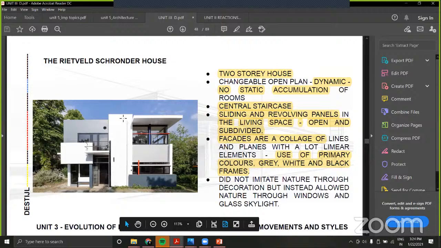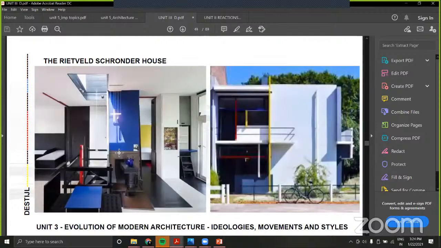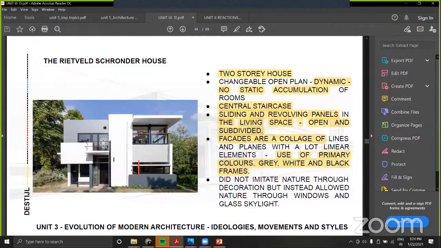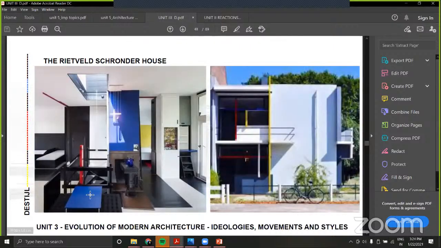top of the buildings. This is the Rietveld Schröder House, a two-story house, and there is no static accumulation of rooms; they use a central staircase in this. I can see the plan here, right? The living space is open and subdivided. Facades are a collage of lines and planes with a lot of linear elements. They use primary colors, gray, white, and black, and frames, as I told before. As I said, they used these primary colors to highlight that part of the building.